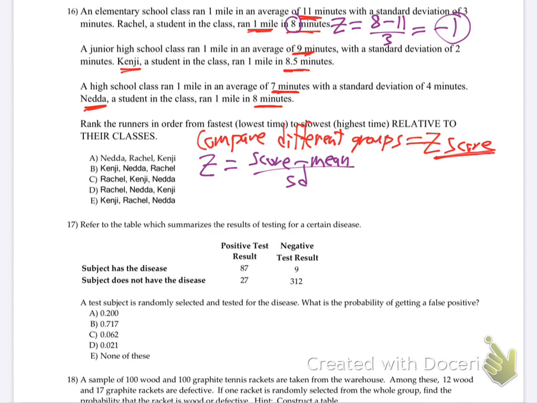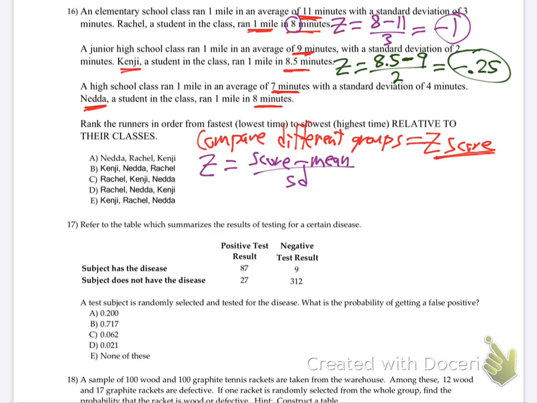How about Kenji? Kenji's time, 8.5 minus the mean of 9 over the standard deviation of 2. I think you get -0.25. Am I doing that right? All right. So that means Kenji is faster than average. Kenji is below the average time, but only by 1/4 of a standard deviation. Not that much below the average.